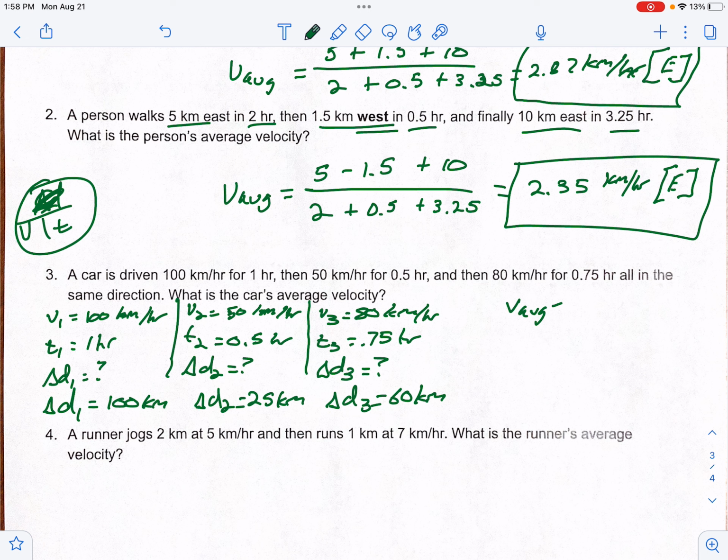So V average is going to be your displacement. So 100 plus 25 plus 60, all over our time. So 1 plus 0.5 plus 0.75. And that's going to give me 82.22 kilometers per hour.